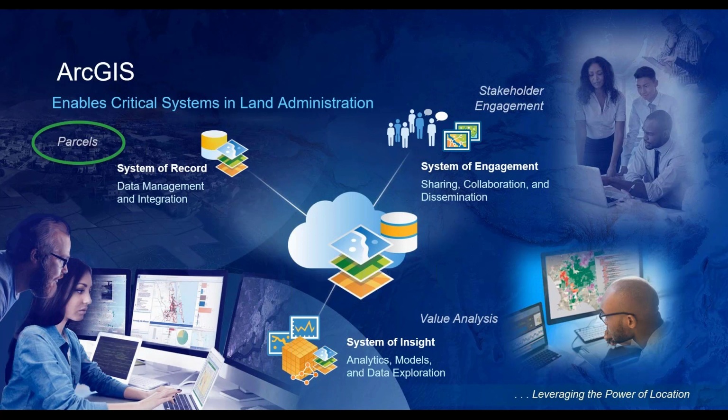The system of record delivers a complete solution for creating, editing, and managing parcels and cadastral data and maintaining the survey record and its history. The system of insight delivers advanced spatial analytical capabilities for calculating value and visualizing valuation model results and understanding and visualizing land value and trends. The system of engagement delivers a secure data sharing system internally with stakeholders and with the public. You can control who you share the data with, what they get, and what they can do with the data. This is extremely powerful. All three systems are interconnected on a single platform.